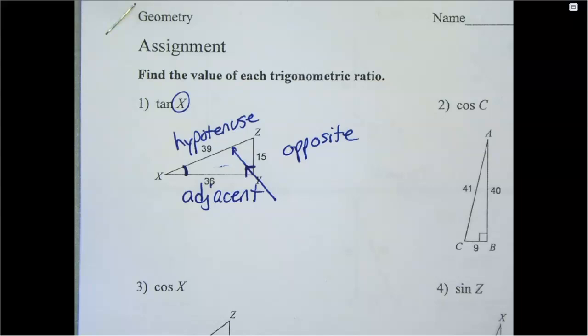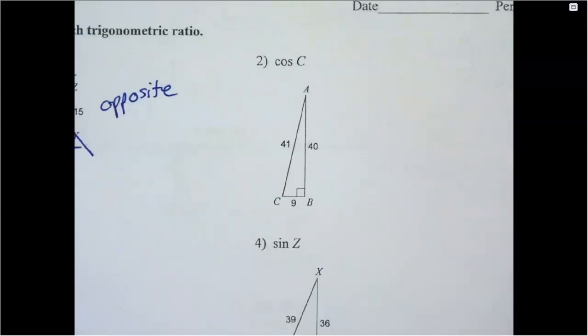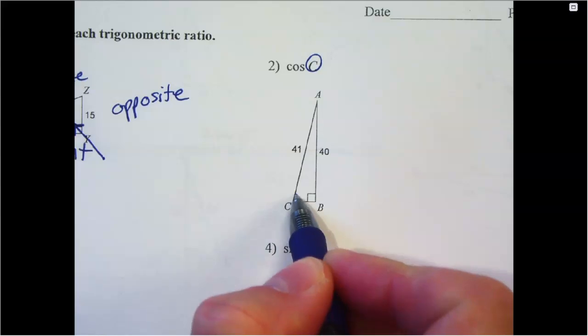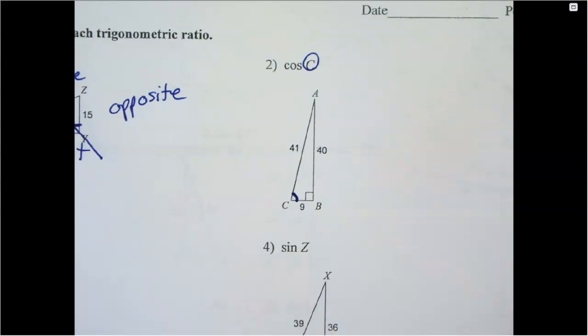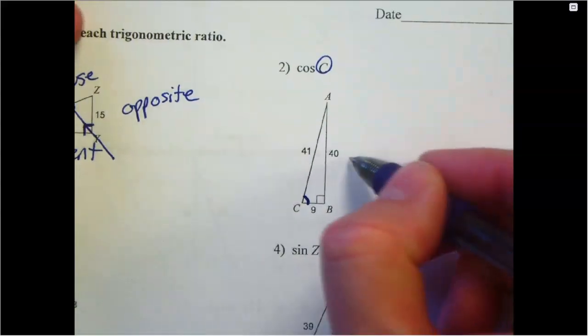And so on every triangle on here, I want you to label those three things. I'll do a few with you, and then we'll start doing what the fractions are. So if I go to number 2, it's telling me cosine of C. So I'm going to go to C and put that little arc there. Right there. Okay. What side is that arc not touching? 40. That's your opposite.